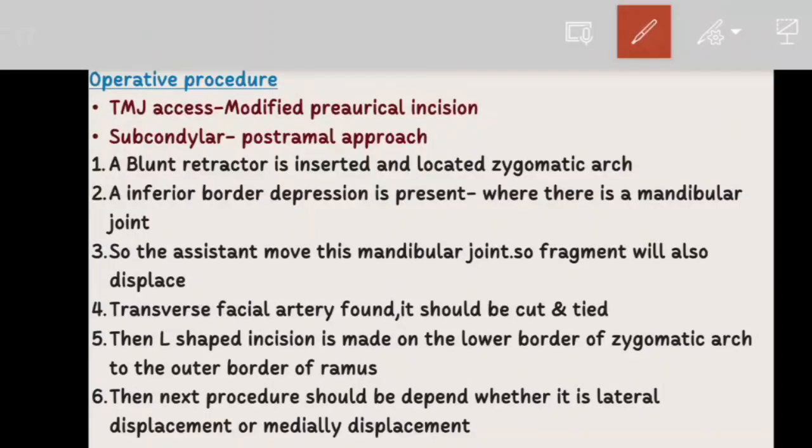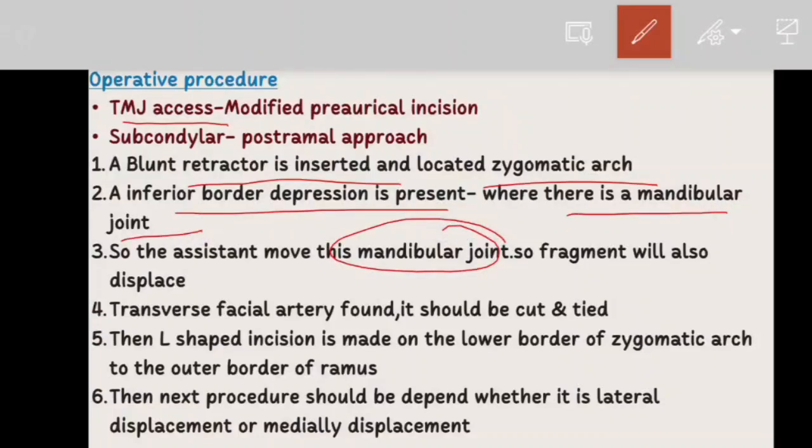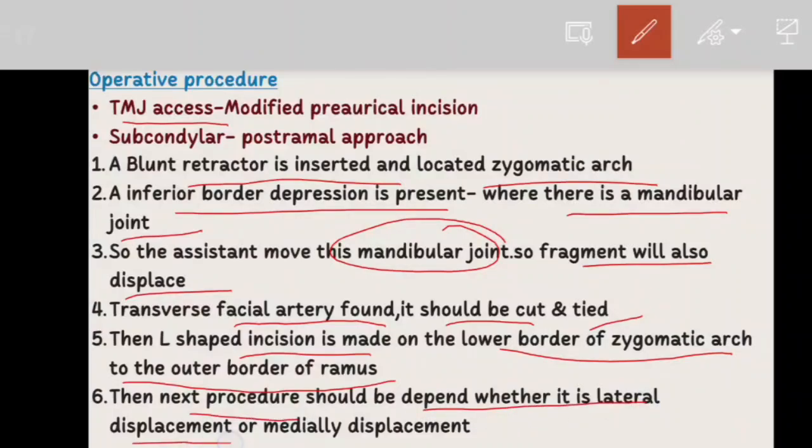Now the operative steps. First, a modified preauricular incision is given for TMJ access. A blunt retractor is inserted and the zygomatic arch is located. The inferior border depression is present where the mandibular joint is. The assistant moves the mandibular joint, so the fragment will also move. Now the transverse facial artery found should be cut and tied. Then an L-shaped incision is made from the lower border of the zygomatic arch to the outer border of the ramus. The next procedure depends on whether it is lateral displacement or medial displacement.